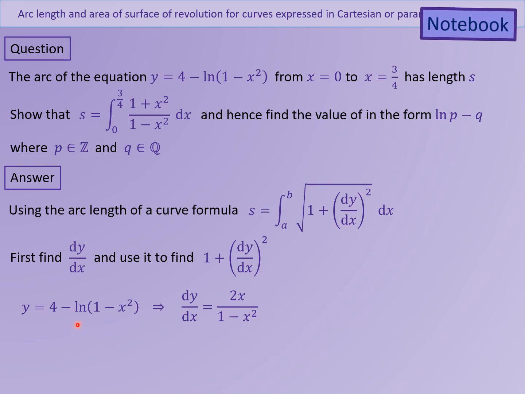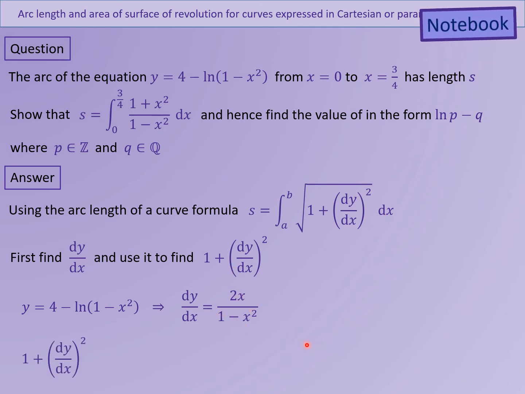Clearly the 4 disappears, the minus x squared there goes to minus, hence 2x, and the ln is 1 over, so that's where this function comes from. And you can clearly see that the bottom differentiates to the top, hence back to ln. Okay, so we've got dy over dx. We can certainly square that. All right, it's going to get us 4x squared over (1 minus x squared) all squared.